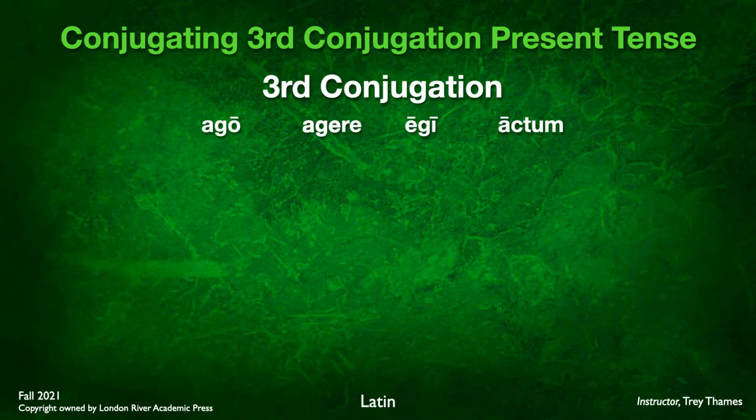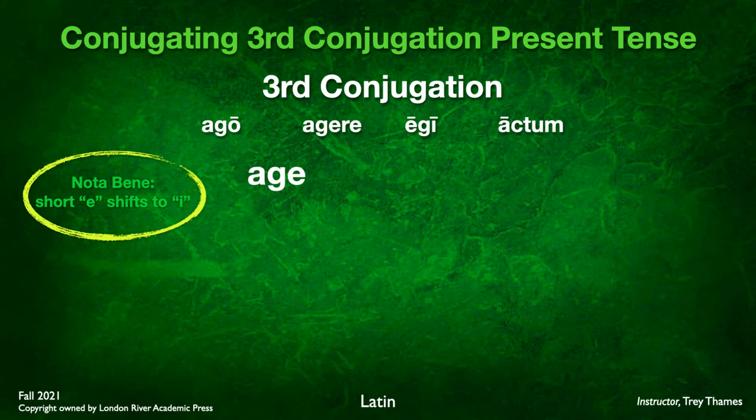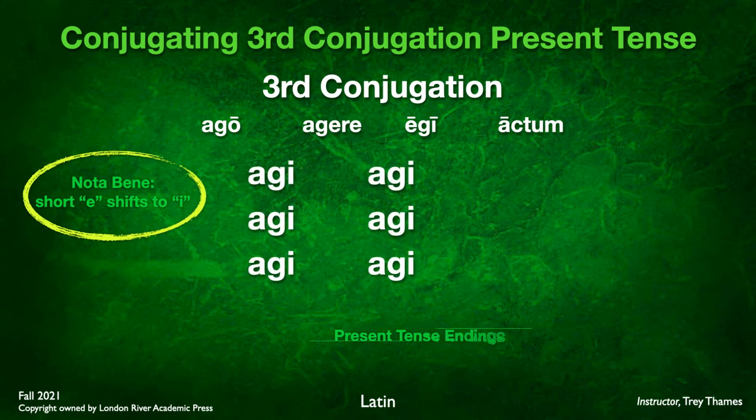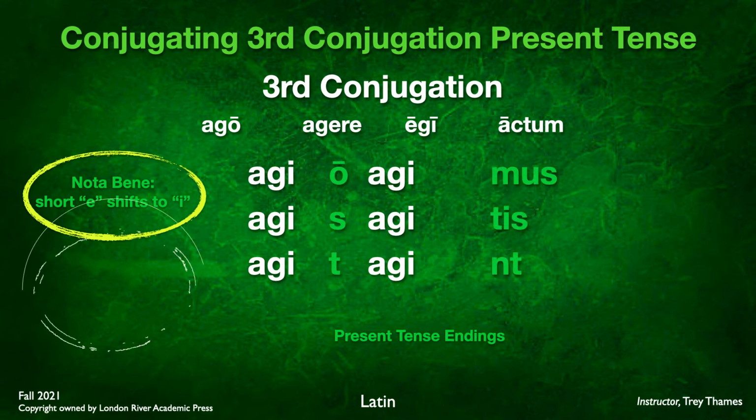So let's look at this. If you remember, our pattern was we take the second principal part and we drop the re, or the infinitive ending at the end of that word, and that gives us our stem. So here we have age. This is our stem. However, this is what makes third conjugation unique. We're going to shorten that E to a short I. So instead of age, it's going to be agi.